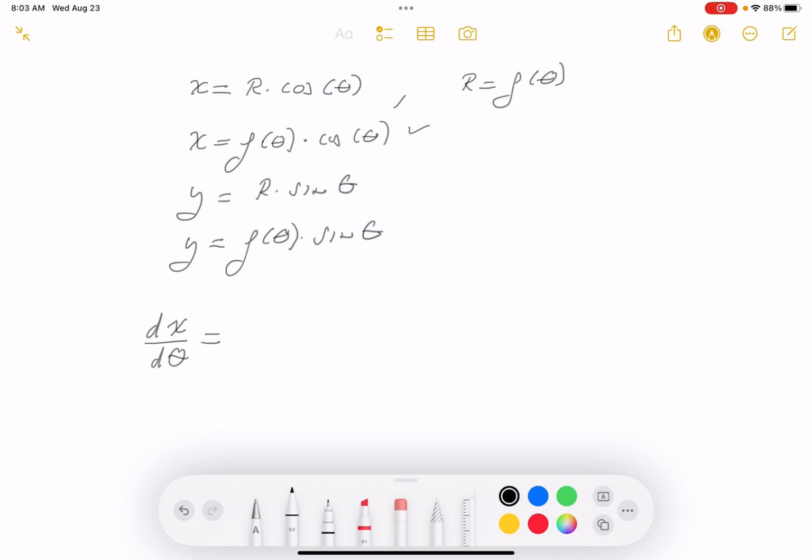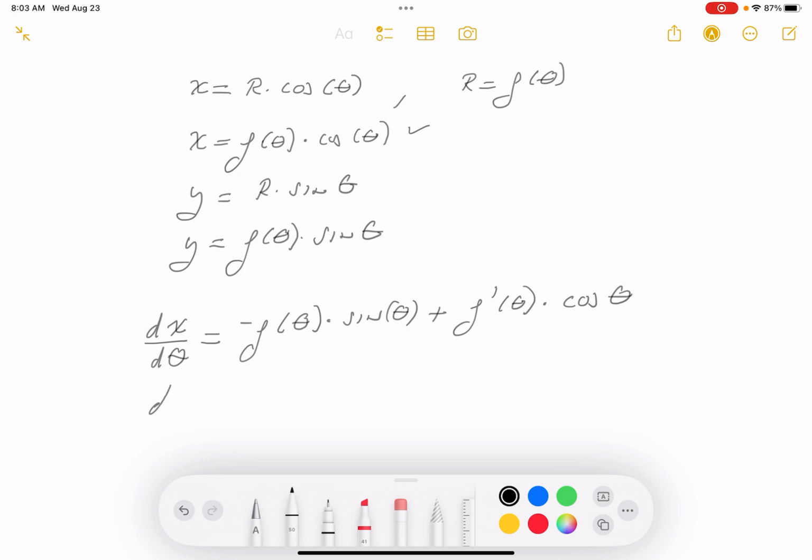I'm looking at this to do that. That's going to be a product rule. So I'm going to say, f of theta, let's see, times the derivative of cosine, which is minus sine, plus f prime of theta times the cosine of theta.